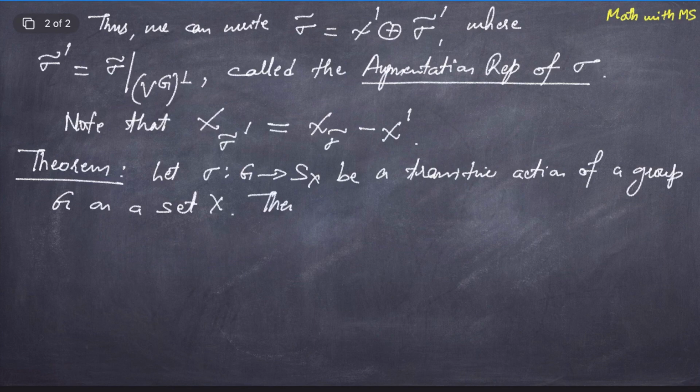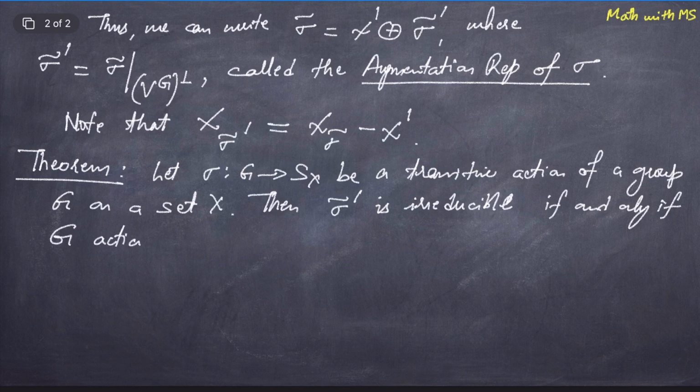Then sigma tilde prime is irreducible if and only if the given action is two transitive. G action on X is two transitive. Very nice result. It gives irreducibility of this representation entirely in terms of the nature of the action. So let us prove it.